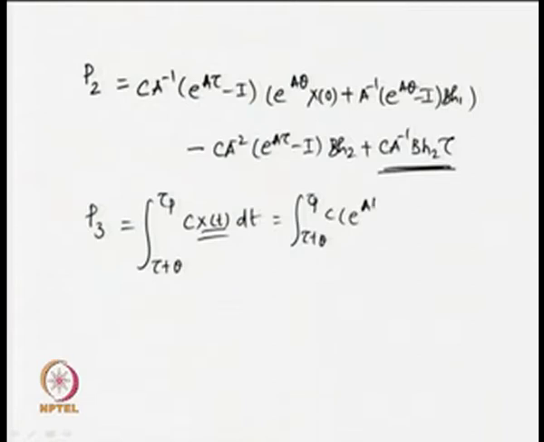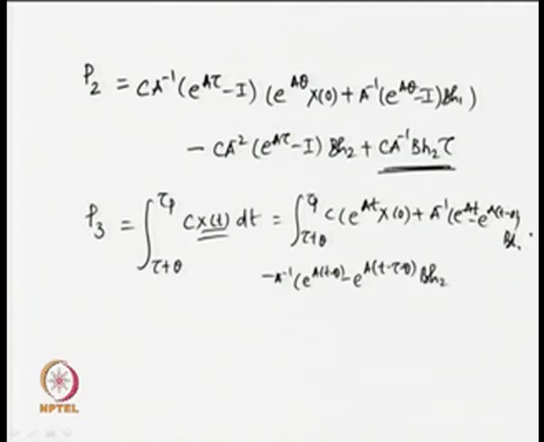C e to the power A t x0 plus A inverse e to the power A t minus e to the power A t minus theta B h1 will come here, then minus A inverse e to the power A t minus theta minus e to the power A t minus tau minus theta B h2 plus A inverse C e to the power A tau t minus tau minus theta minus I B h1 dt. So, C will not come here because C is there already here.